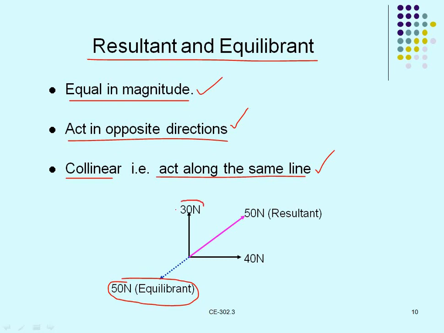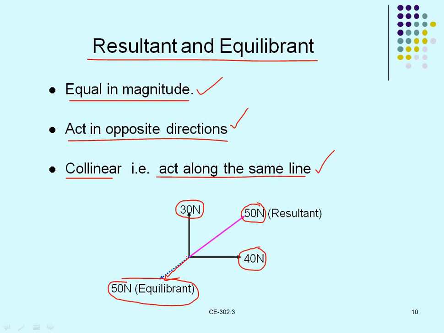So this is the 30 newtons and 40 newtons, and this is a 50 newtons resultant. The force acting towards the inclined downward position is called equilibrium. Here 50 newtons is the highest load, whereas 30 newtons is in the vertical direction and 40 newtons is in the horizontal direction.